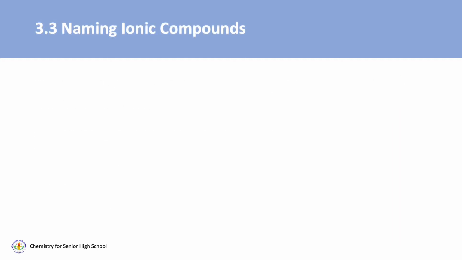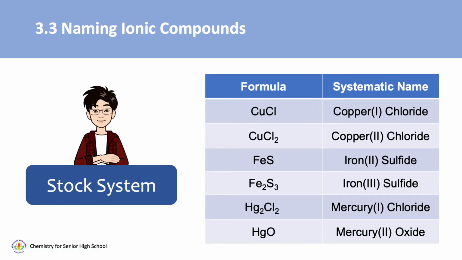Here is an example of ionic compound names using the stock system: CuCl, copper(I) chloride; CuCl2, copper(II) chloride; FeS, iron(II) sulfide; Fe2S3, iron(III) sulfide; Hg2Cl2, mercury(I) chloride; and HgO, mercury(II) oxide.